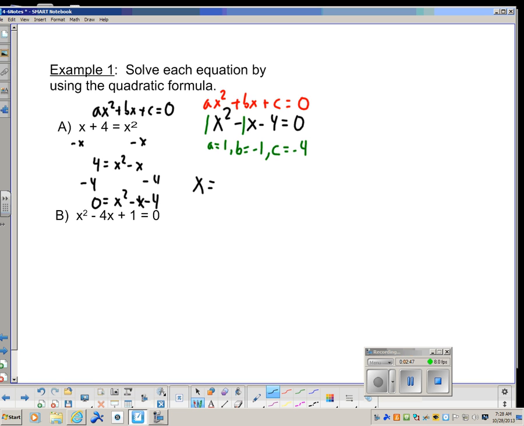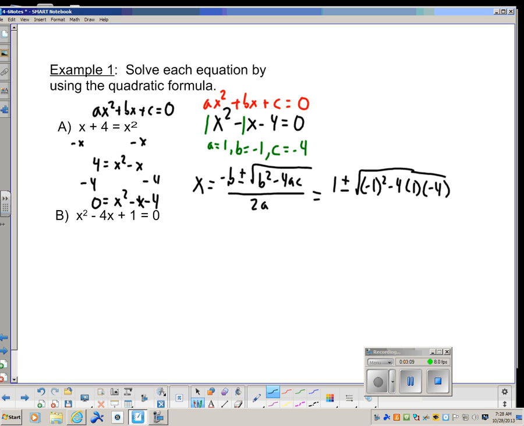So x equals the opposite of b plus or minus the square root of b squared minus 4ac all over 2a. So following that through, the opposite of b here would be 1, plus or minus the square root of -1 squared minus 4 times a times c all over 2 times a. So cleaning that up to get 1 plus or minus... you've got a minus, a minus.